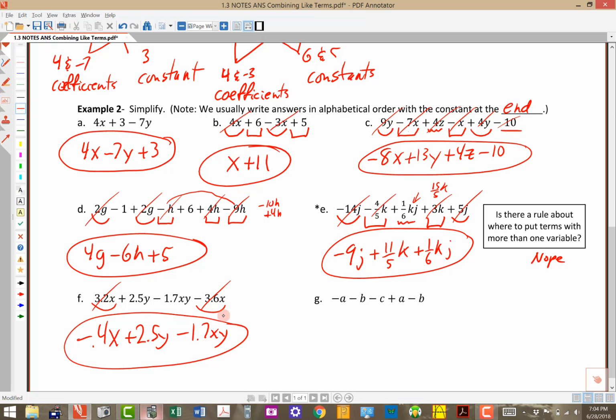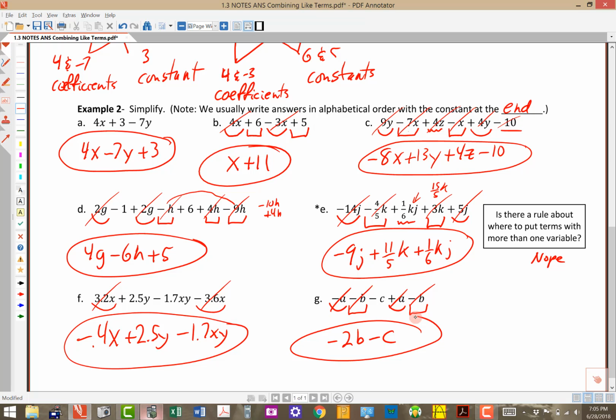Some of these you can clean up a lot, some you can't clean up very much. Let's take a look at this last example. Let's see, right at the beginning of the alphabet, we'll do the a's first. So we've got a negative a plus an a. Negative a plus a is 0, so we don't have to write anything down for that. Those actually cancel each other off. Then we've got a negative b minus a b. So negative 1b minus 1b, that's going to be negative 2b. So we're done with those guys right there. And then the only thing left is the minus c, so we're going to put that there. And we don't have any constants on that one.